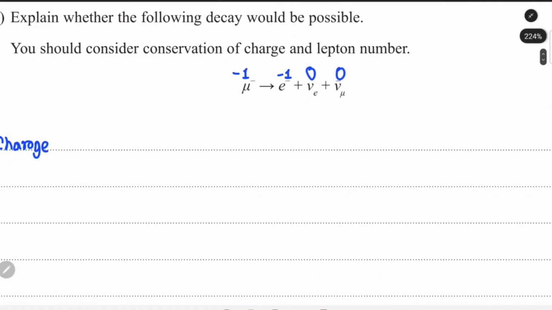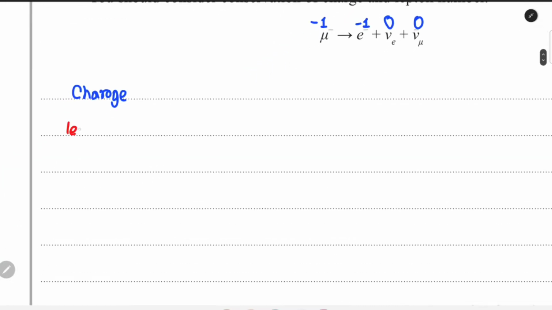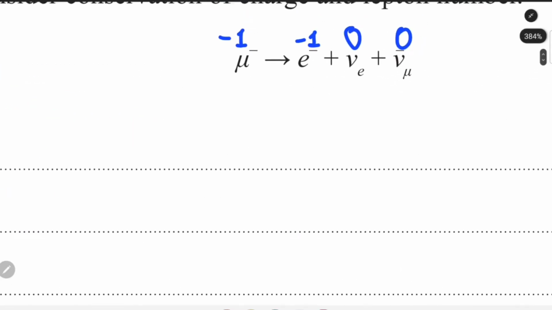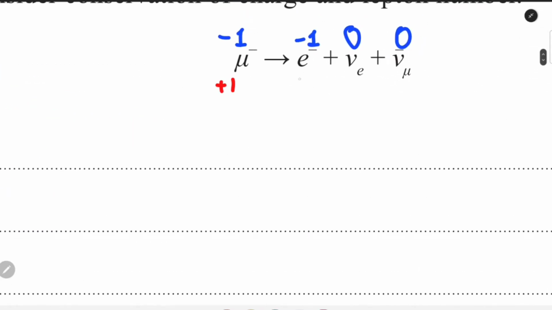So charge is conserved. Now if I look into lepton number, the lepton number of a muon is +1, the lepton number of an electron is +1, the lepton number of an electron neutrino is +1, and the lepton number of a muon antineutrino is -1. So on the left we have +1, on the right we have 1 + 1 - 1, so +1. So the same on both sides.